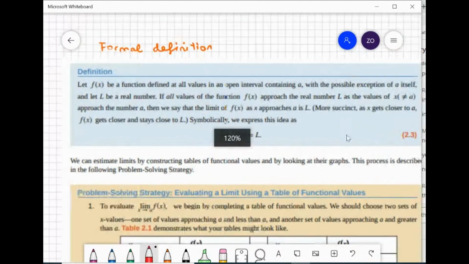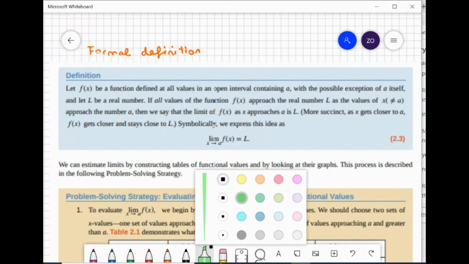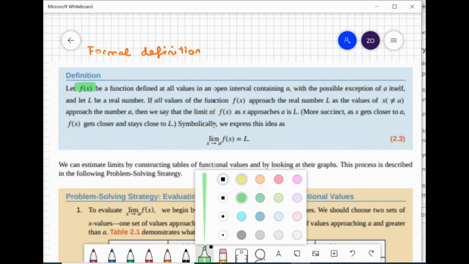Okay, this is from the textbook. I just want to read this with you. Okay, so given a function f of x, I'll just pick yellow. So let f be a function defined at all values in an open interval containing a.